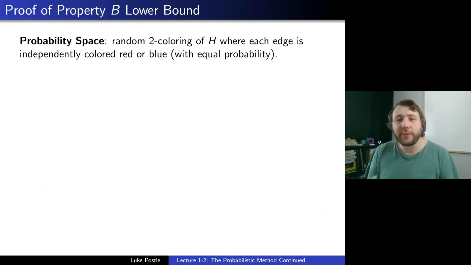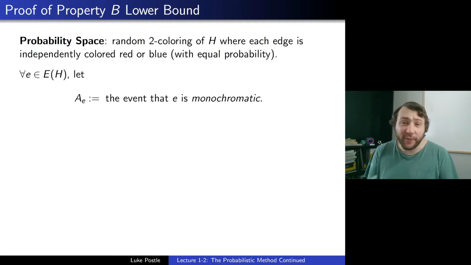So let's go through the proof. The probability space will be a random 2-coloring of H, where each vertex is independently colored red or blue with equal probability, half and half. And then what are our events? Well, we hope that this avoids monochromatic edges. That's really a proper 2-coloring. So for every edge e in the hypergraph, we'll let A_e be the event that e is monochromatic. Again, that's our bad event. So this is our standard. We make a probability space, we take a series of bad events, and we show that none of them happen. Proof. So let's do that.